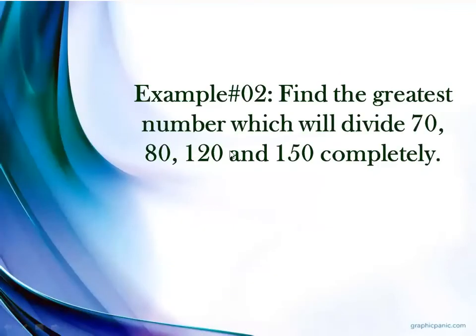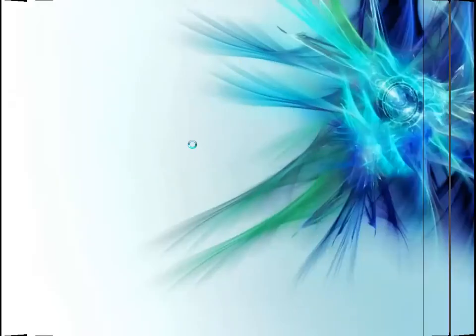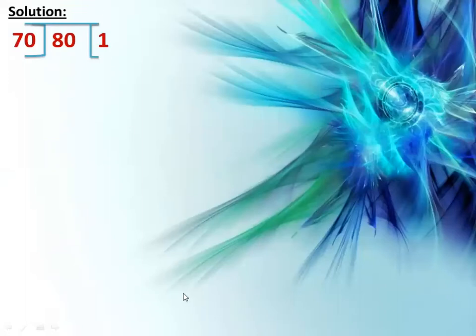Our next example is: find the greatest number which will divide 70, 80, 120 and 150 completely. Here you have four different numbers, and you have to divide these four numbers. Again you have to find the greatest number, which means you have to find the GCD. Now you will quickly start by taking your first two numbers, that is 70 and 80.